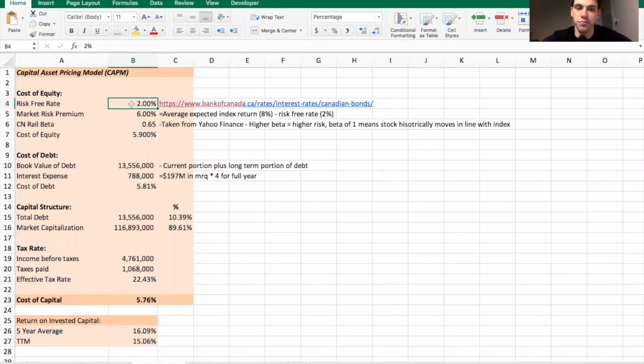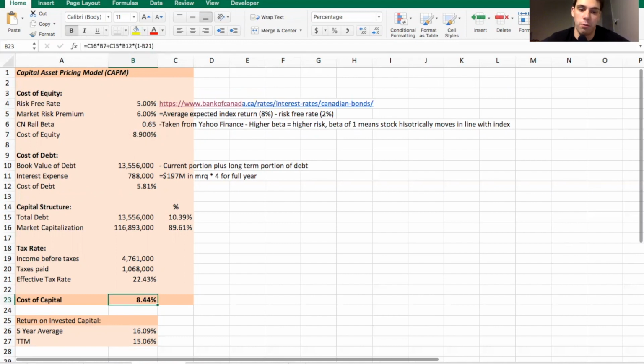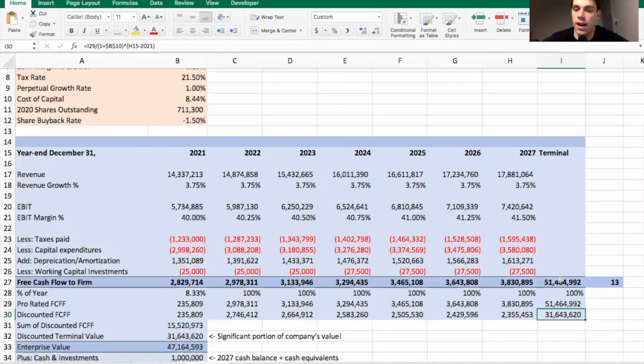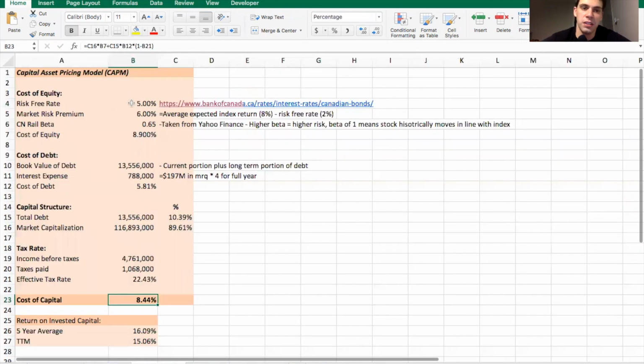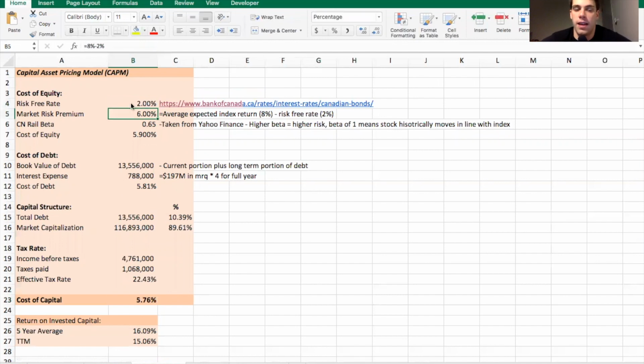If we say, what if they raised interest rates to 5% in the future? Well, suddenly our cost of equity is now 8.9. Our cost of capital is 8.44. And if we go to our DCF, now that future stream of cash flow is only worth 31.6 billion. So clearly the risk-free rate has a pretty significant impact on not just Canadian National Railway, but equity prices in general, right? So that's why when you hear news about the Bank of Canada thinking of raising interest rates and how that's bad for equities, that's why.